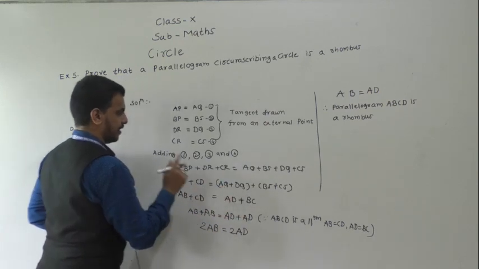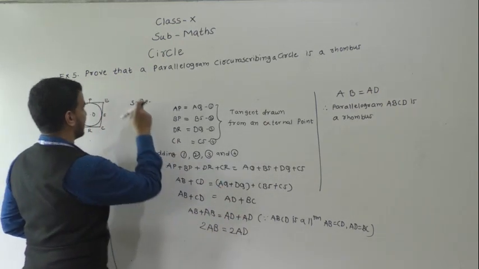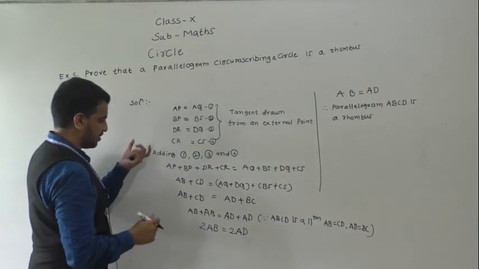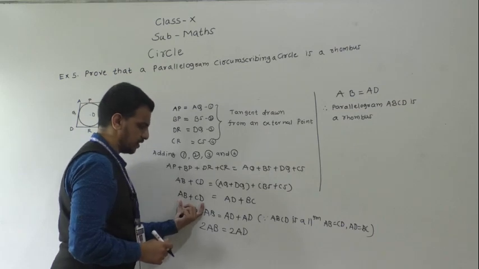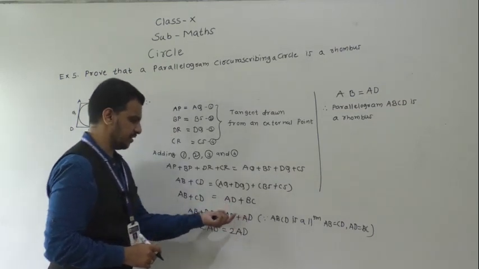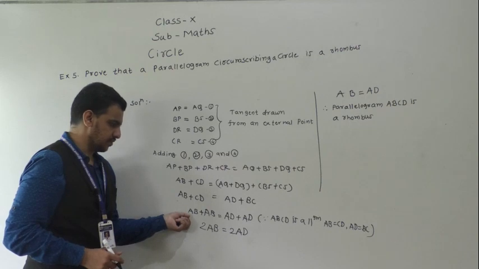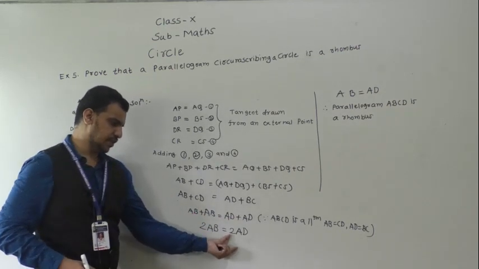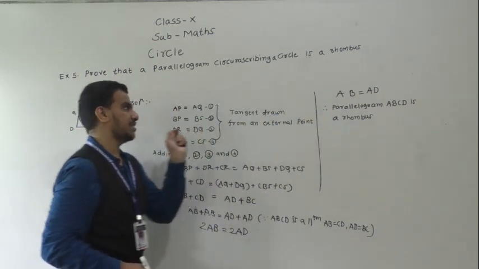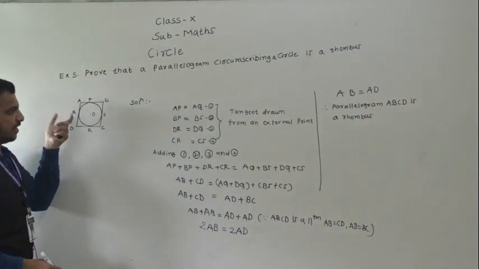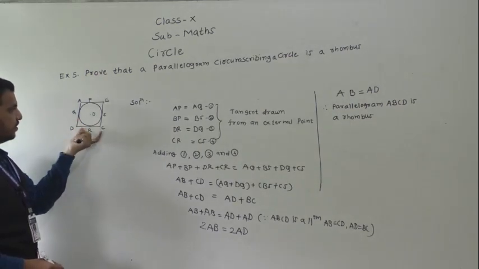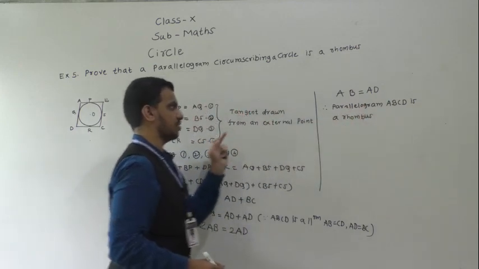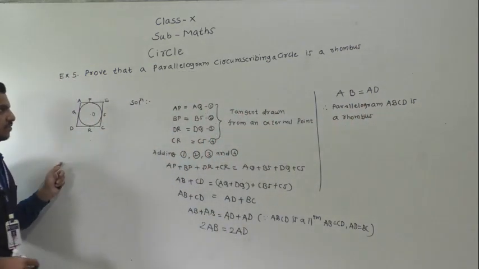Then another question is like this: prove that a parallelogram circumscribing a circle is a rhombus. Again, we have to prove that AB plus CD is equal to AD plus BC. In a parallelogram opposite sides are equal, so we will get AB plus AB, AD plus AD, that is 2AB is equal to 2AD, and AB is equal to AD means adjacent sides are equal. If in a parallelogram adjacent sides are equal, that parallelogram becomes a rhombus. So parallelogram ABCD is a rhombus. This is an important question.